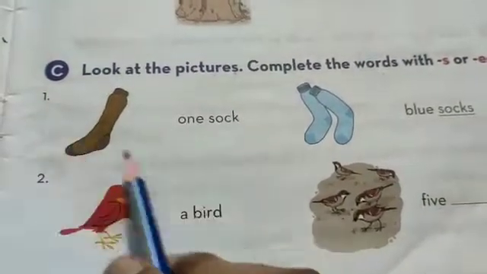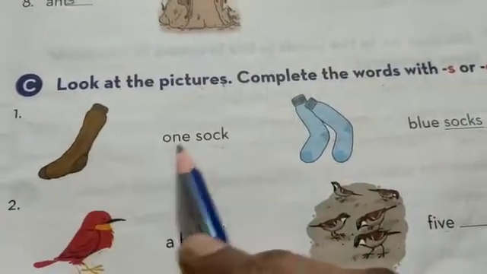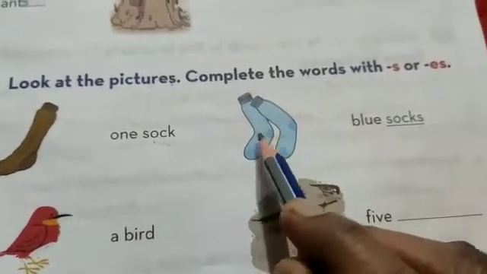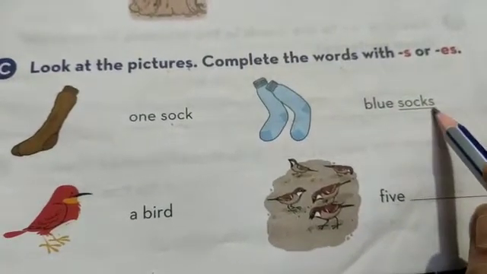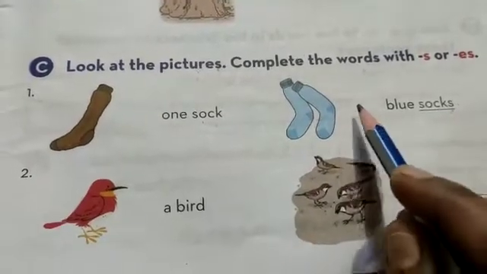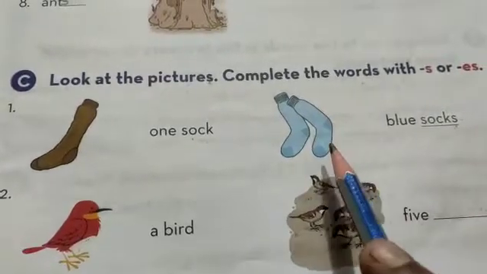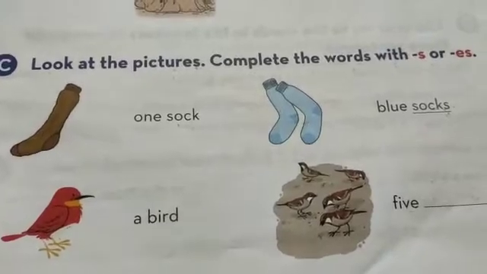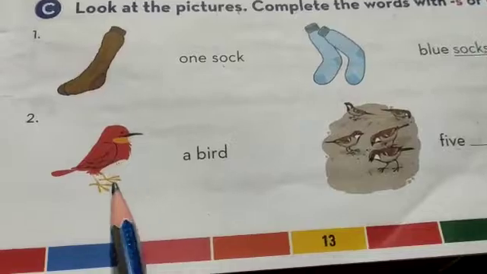Okay, see the first example here. One sock. It is only one, so we call it one sock. And here there are two, that is plural. So, blue socks. Yes, we have added S here to make it plural because there are two, isn't it? If it is more than one, then we call it plural. So, to make it plural, they have added S here. This example is already done for you.